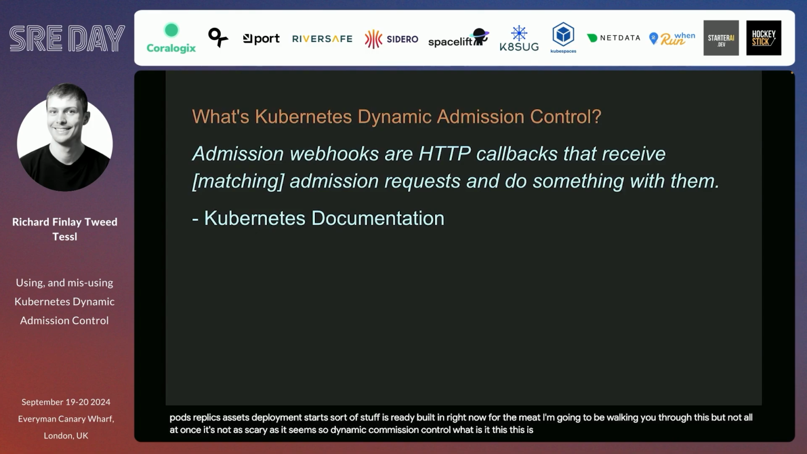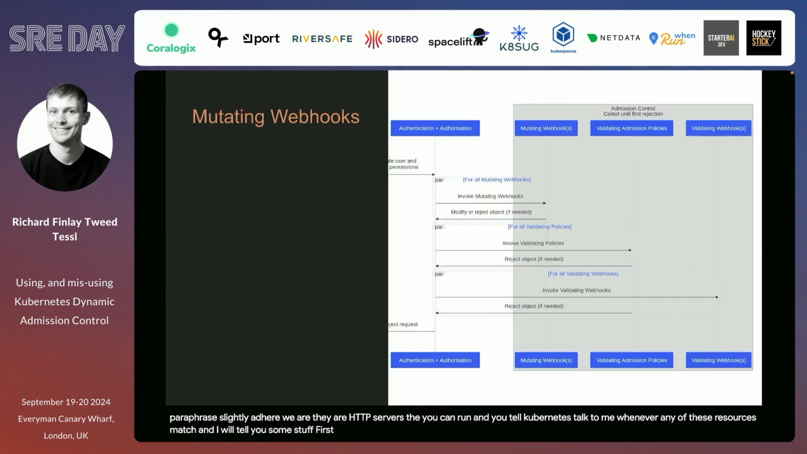This is what's in the official Kubernetes docs. I've paraphrased slightly, but here we are. They are HTTP servers that you can run, and you tell Kubernetes, talk to me whenever any of these resources match, and I will tell you some stuff. First in this queue are mutating webhooks. You tell Kubernetes, I'm interested in pods. Send me pods. Send me anything to do with pods. And I can optionally mutate them.